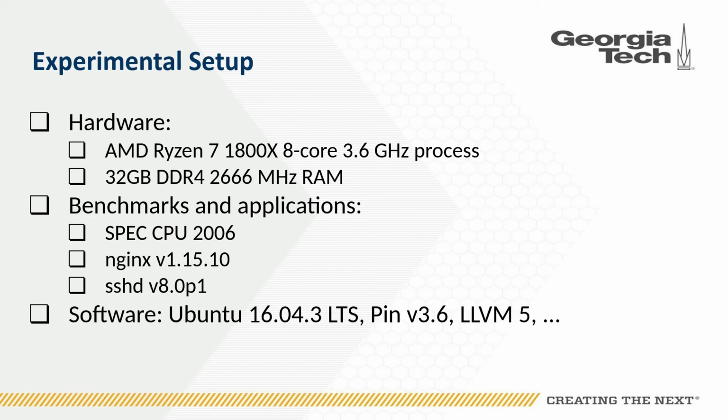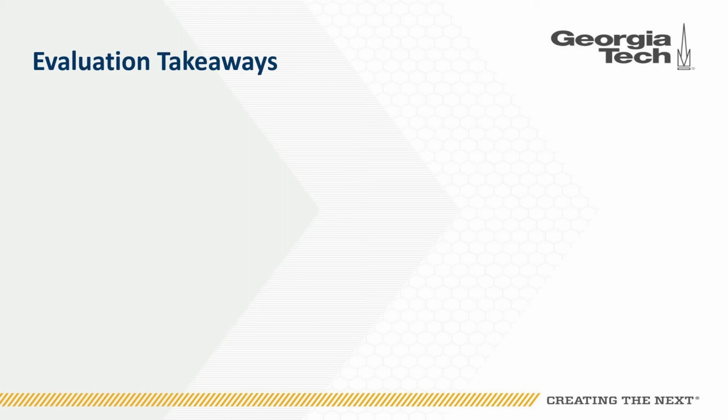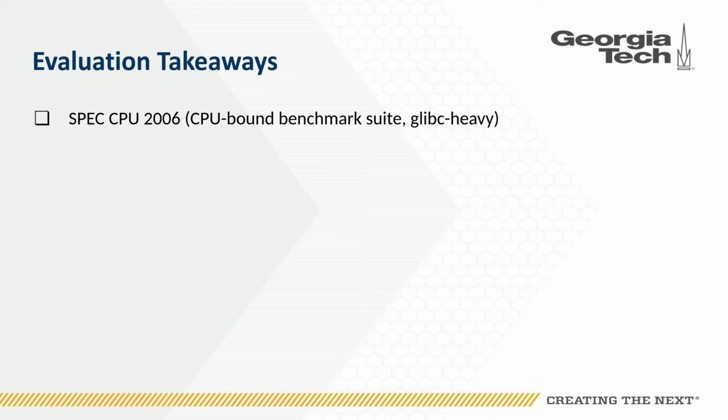Our main software stack included Ubuntu, Pin, and LLVM. We looked at performance, prediction accuracy, and security. What we found is that for CPU-bound processes like those in SPEC, BlankIt runs with about 18% overhead, and 16% of that is due to just glibc.